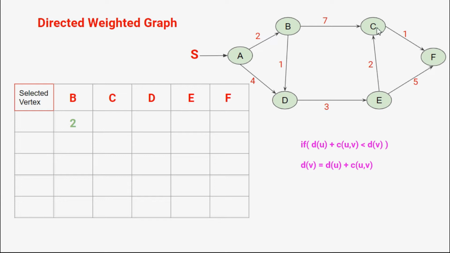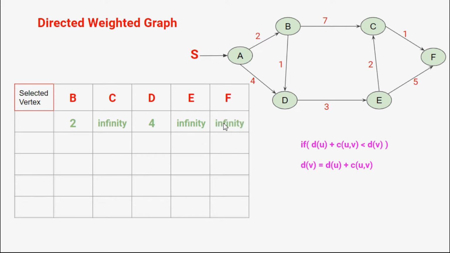Now A to C. C is not a direct neighbor of A, so we are going to write down infinity. Now A to D. D is a direct neighbor of A and the cost is 4. A to E, they are not directly connected, so we write infinity. A to F, not directly connected, so we write infinity.